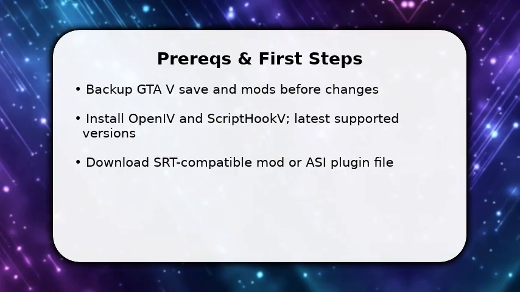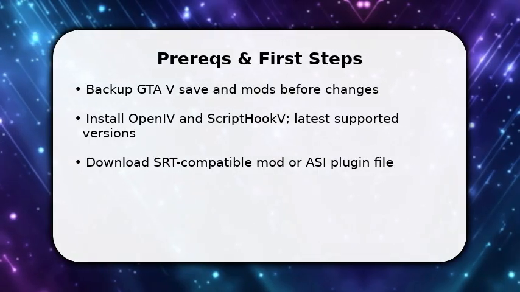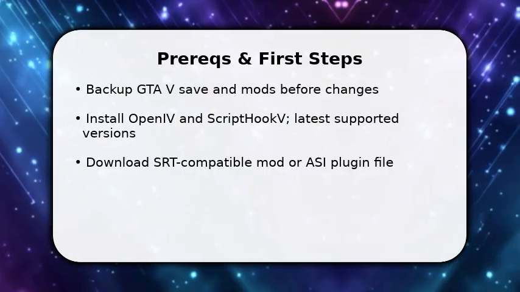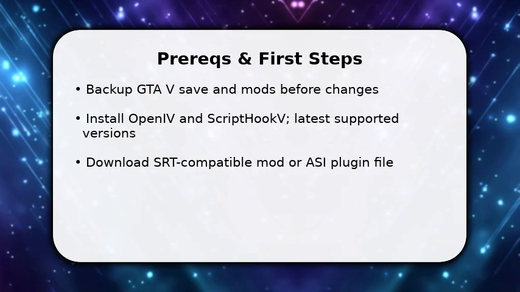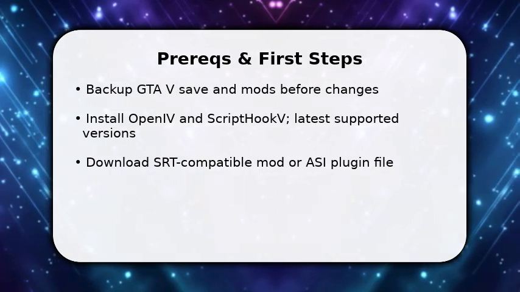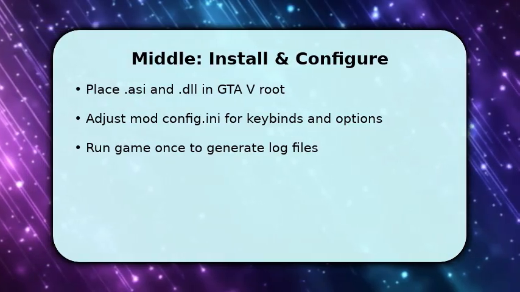Once done, place the SRT ASI or mod folder into your game directory using OpenRoman 4 edit mode. Make sure files go into the main game root, not a subfolder, so the loader finds them immediately and avoids permission conflicts. Now you perform the detailed installation and configuration steps.